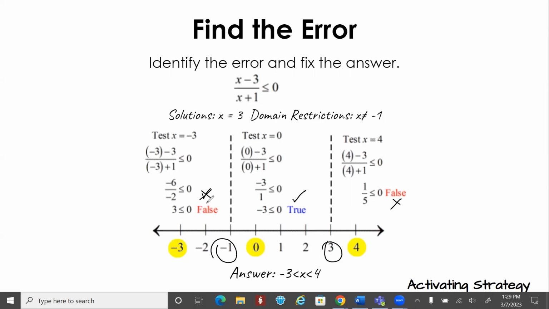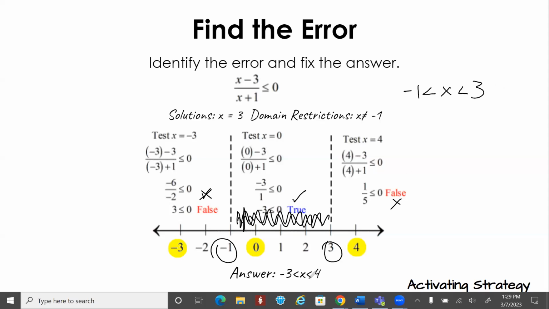Okay, so we see that it works between these two numbers. So if we want to write out the answer, what would it look like? Got to be greater than negative 1 and less than 3.